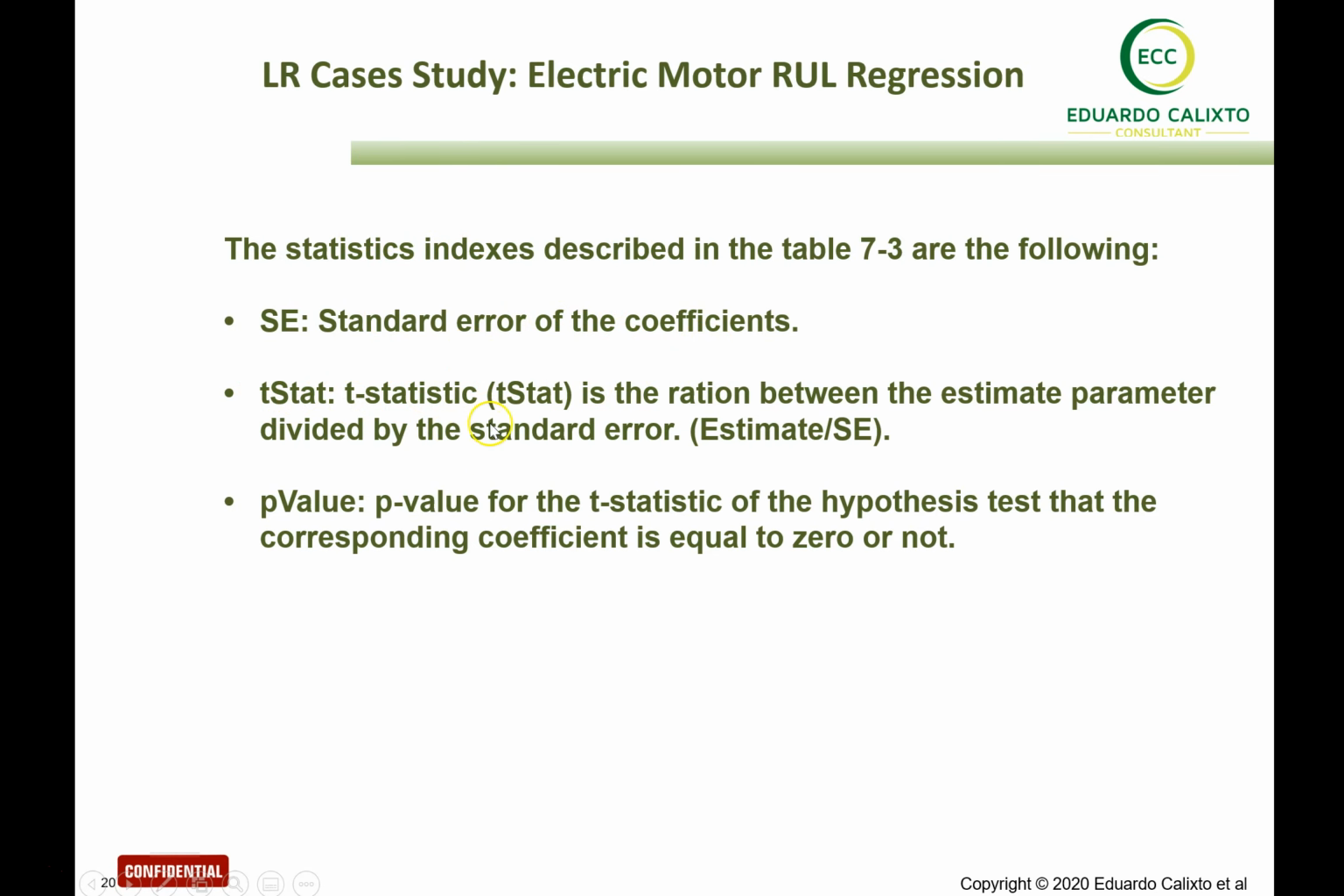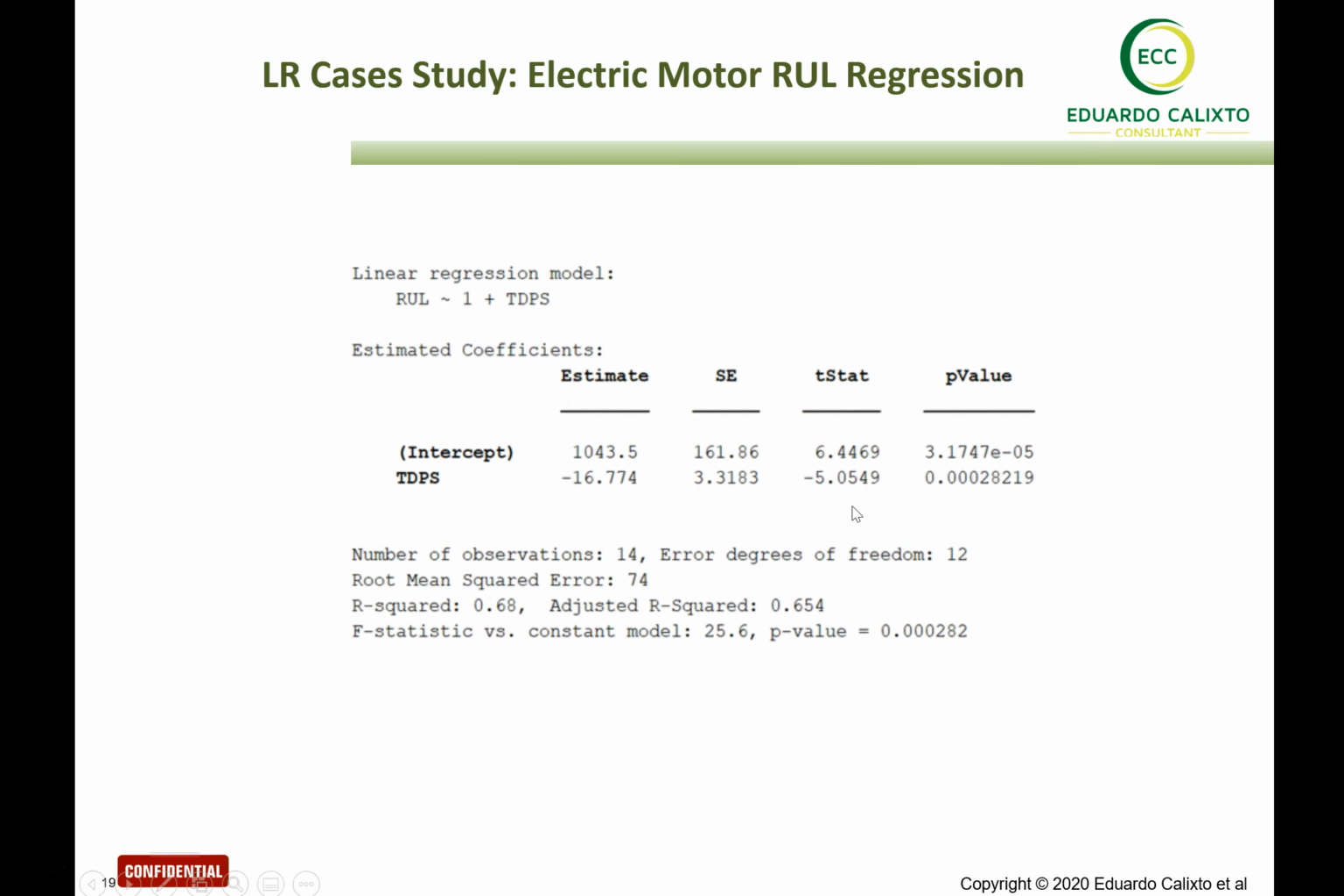So we have the t statistic. The t statistic is the ratio between the estimated parameter divided by the standard error. And the p-value is obtained by using the hypothesis test of the t statistic. So that we've got this p-value. And then we see how good these values are here concerning such statistic values, as well as the correlation.